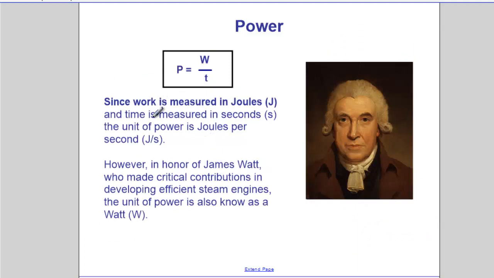Since work is measured in joules and time is measured in seconds, power, or joules per second, is named in honor of James Watt, and his contributions were critical in developing steam engines. And steam engines are used for transportation, but were also used in industry and helped spark this wonderful thing, our Industrial Revolution, which changed our country forever.